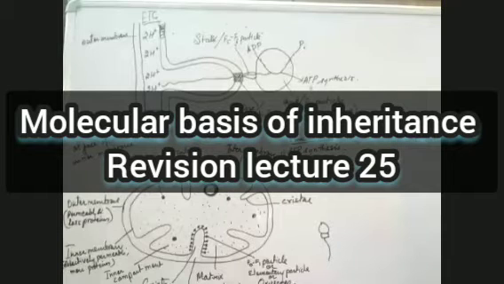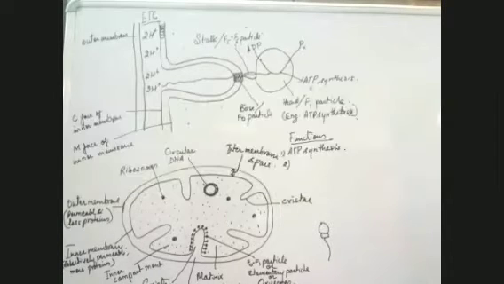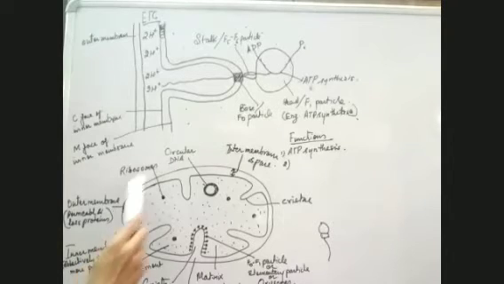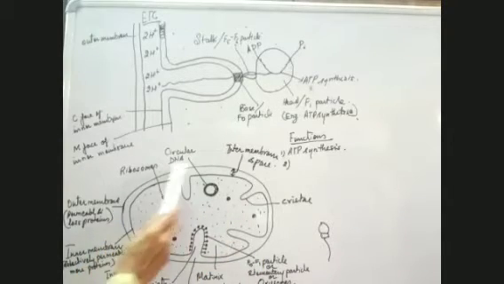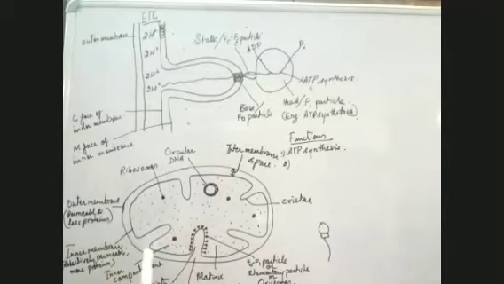Okay, so this is a revision of 11th class for you all. Here, this diagram shows mitochondria. If you see the lower diagram, here you can see the two membranes of mitochondria. This is the outer membrane and this is the inner membrane.